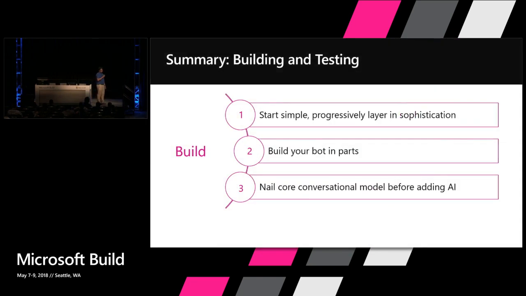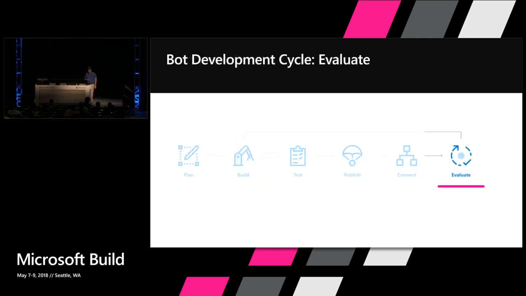Yep, covered all of that. So start simple, progressively layer in sophistication, and build your bot in parts. Nail the core conversational model before you add the AI services to augment the core conversation model. Back to you, Elaine. Thank you.